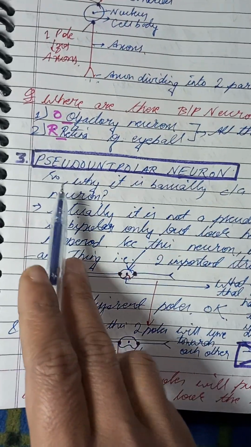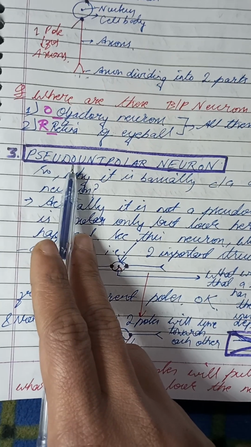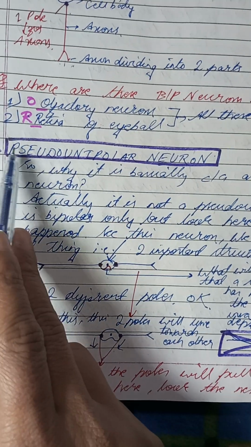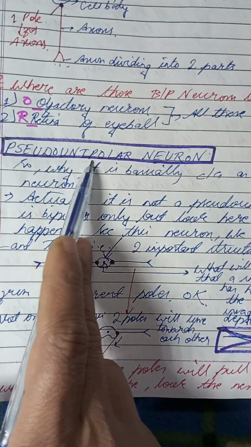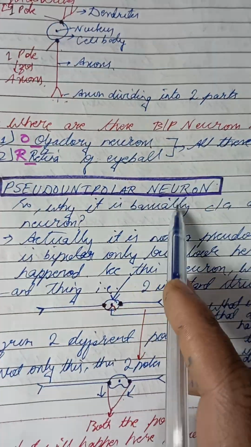Now coming to the topic of the pseudo-unipolar neuron. What is a pseudo-unipolar neuron? This is unipolar, but this is a pseudo. So from this word we understand what this pseudo-unipolar is: it is not a true unipolar, it's a pseudo-unipolar neuron. So let's know the history about this pseudo-unipolar neuron.